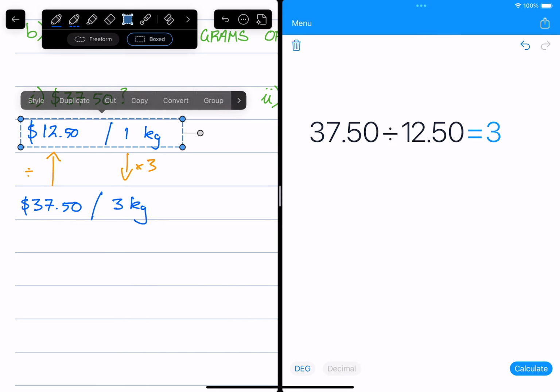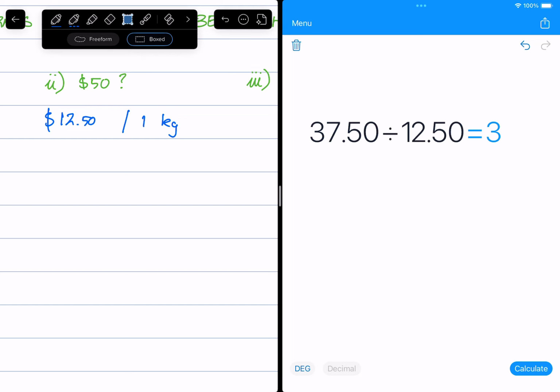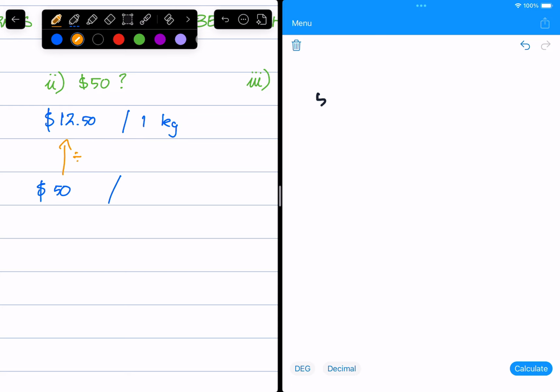So let me demonstrate that again. Always start with the given unitary rate or given rate, and we write the given piece of information below the matching unit. So we would put $50 here. Since this time it's hard to figure out the multiplying, we work backwards and divide. So this time would be $50 divide $12.50. That gets us 4. So that's the number we multiply this by. So we get 4 kilograms.